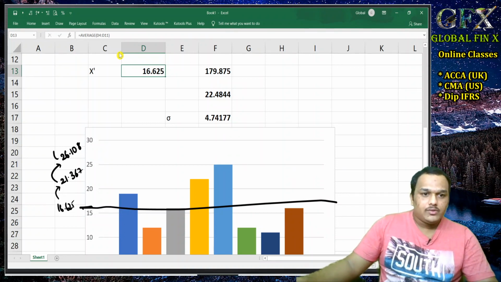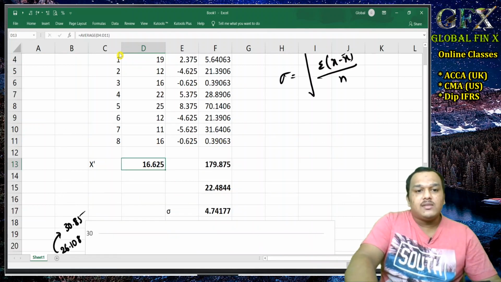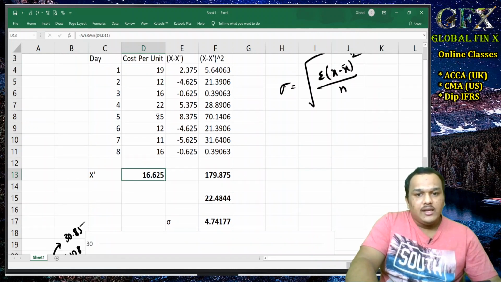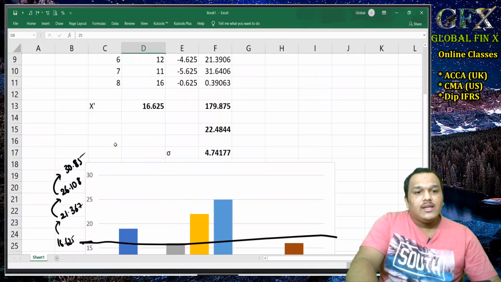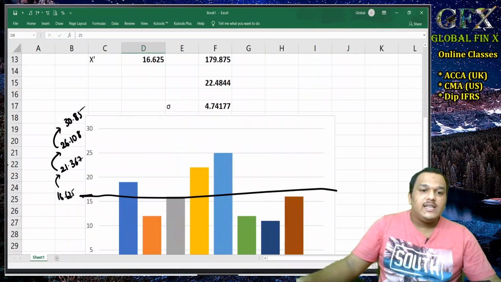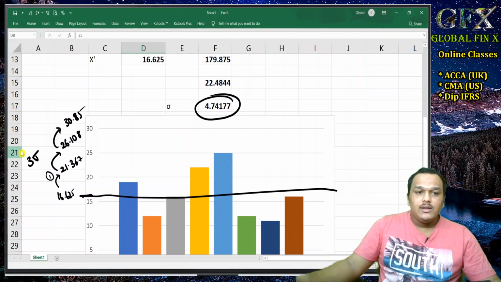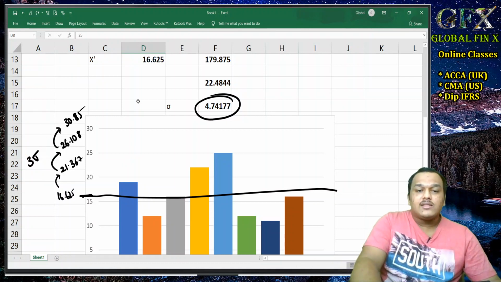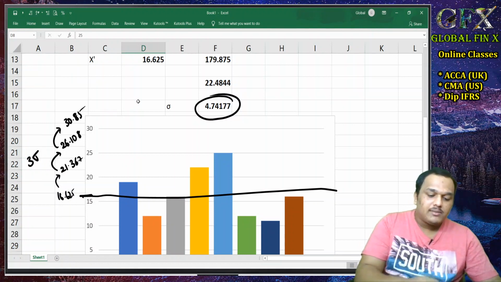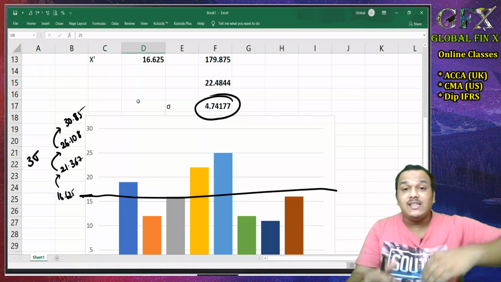Next one is 30.85. See, what is our maximum highest cost here? Highest cost itself is only 25. See, even if I just go with 3 sigmas, my sigma is 4.74177. I just went with 3 sigma here. This is first sigma, this is second sigma and this is third sigma. Even by third sigma itself, my maximum value is within the third sigma. I'm not even going till 6th sigma.